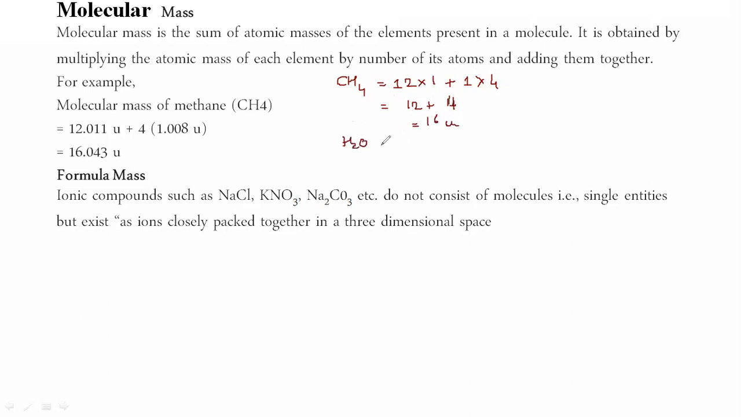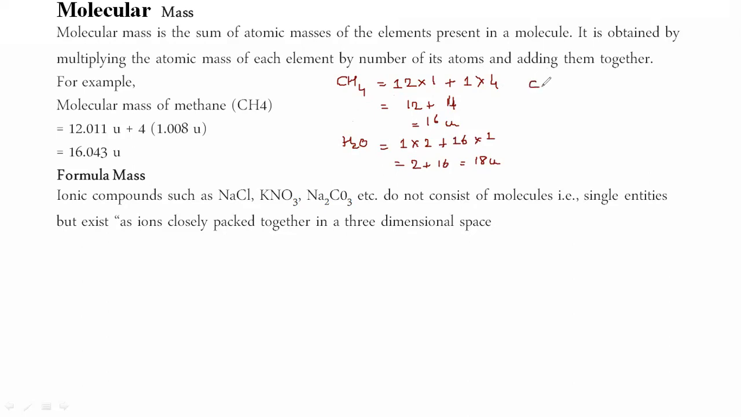Another example, H2O. The atomic mass of hydrogen is 1, into 2 atoms of hydrogen. The atomic mass of oxygen is 16, into 1 atom of oxygen. So 2 plus 16 is 18 U. So this is molecular mass.